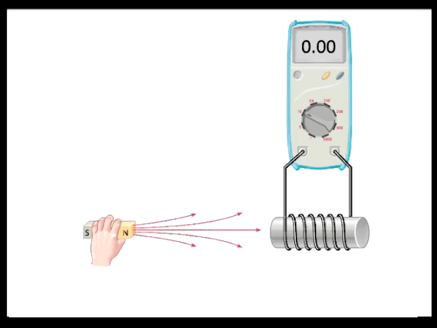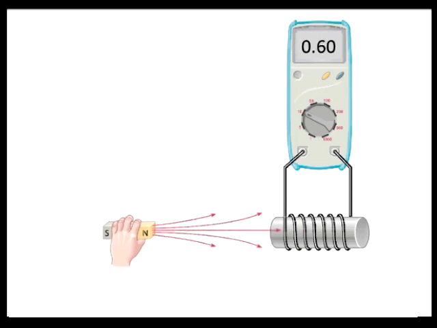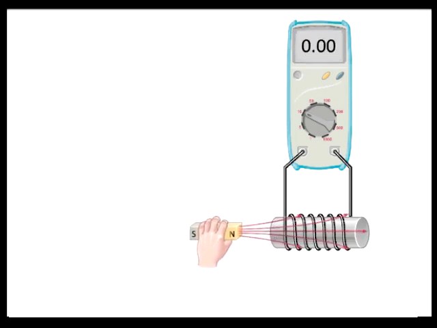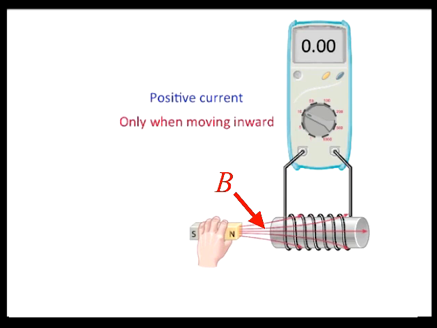When there is no relative motion between the magnet and the coil, the ammeter reads 0, indicating that no current exists in the coil. However, when the magnet moves toward the coil, a positive current I appears, but only while the magnet is moving. As the magnet approaches, the magnetic field B that it creates at the location of the coil becomes stronger and stronger, and it is this changing field that produces the current. The increasing strength of the field at the coil can be seen as the increase in the number of magnetic field lines that pass through the coil as the magnet approaches.